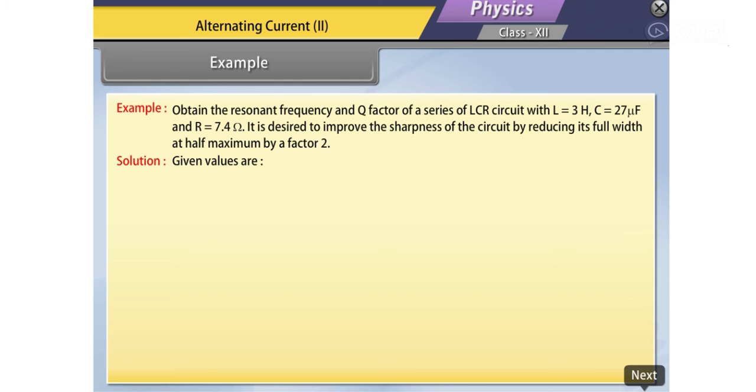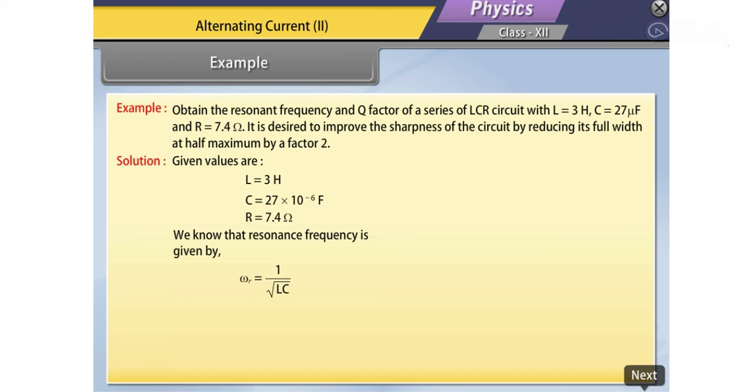Given values are L equal to 3 Henry, C equal to 27 into 10 raised to the power minus 6 farad, R equal to 7.4 ohm. We know that resonance frequency is given by 1 upon under root LC. Now, putting the values, we get resonance frequency equal to 100.